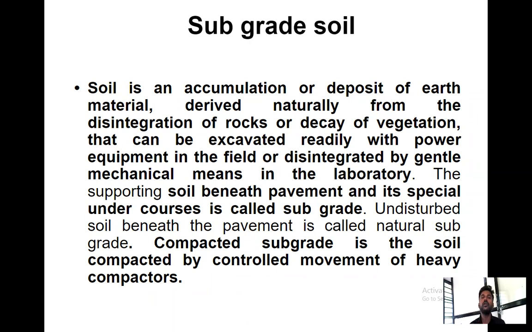And if you have done the compaction on that soil to achieve the maximum density, what do we do? Compaction on the soil. If we have done the compaction on that layer, it is called subgrade soil. Compacted subgrade is the soil compacted by the controlled movement of heavy compactors.